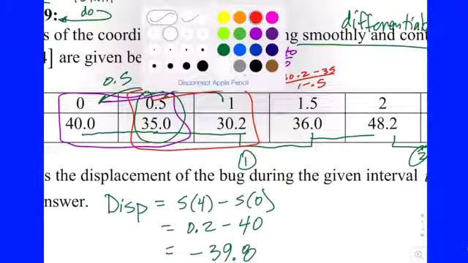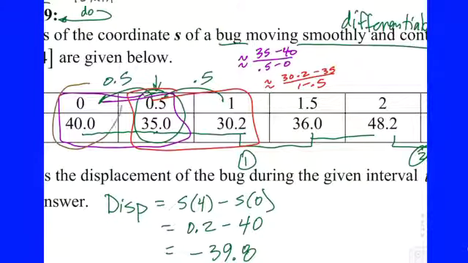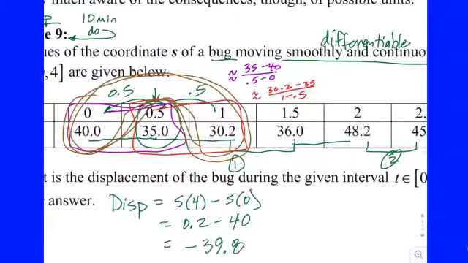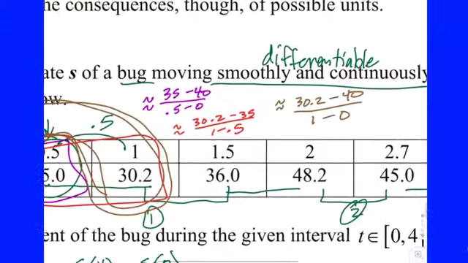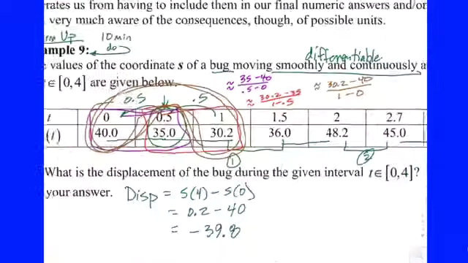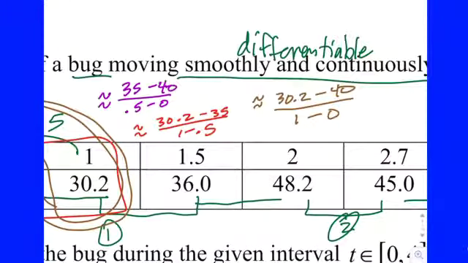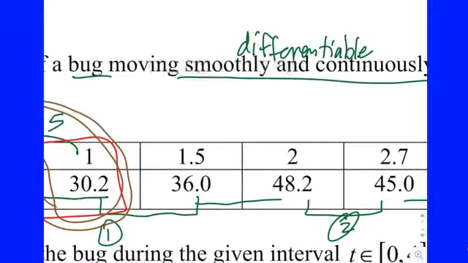Or, believe it or not, you can use the 2 points that straddle it. Okay, it's kind of like the symmetric difference quotient that your calculator uses. That would be this, approximately 30.2 minus 40 all over 1 minus 0. Okay, so those are using the numbers right out of the chart. Notice I didn't say S of whatever minus S of whatever. If you pull those Y values right out of the chart and they show up in the difference quotient, that is enough to get credit for showing your work.